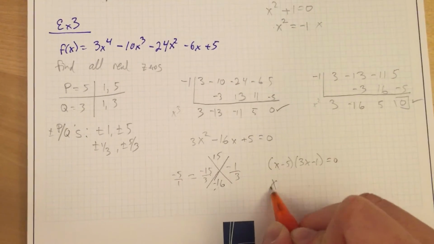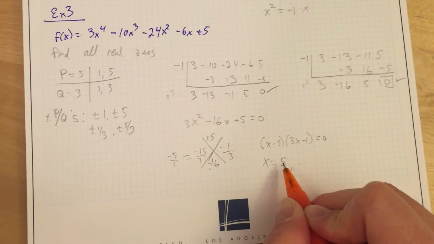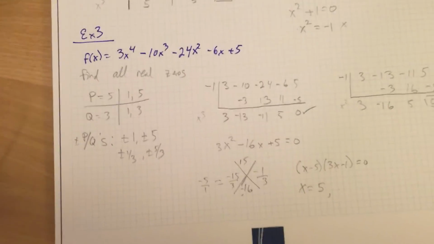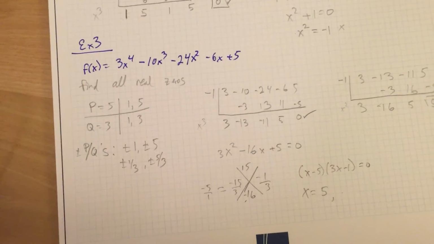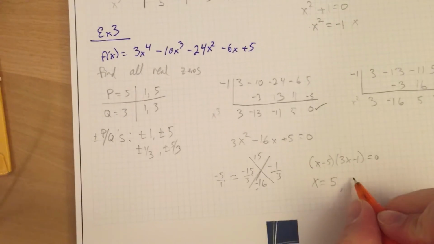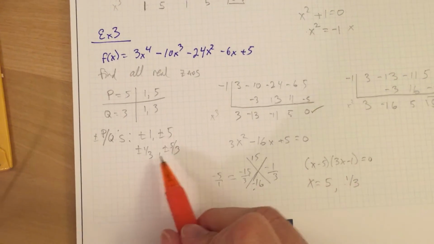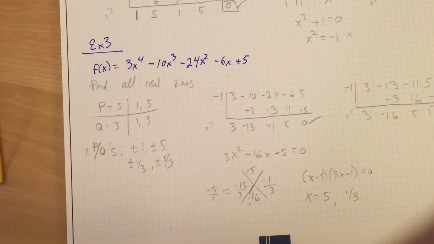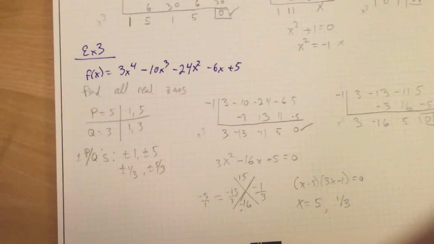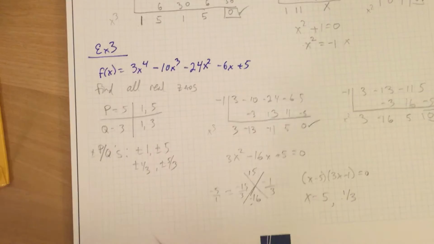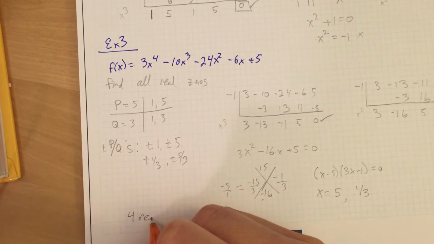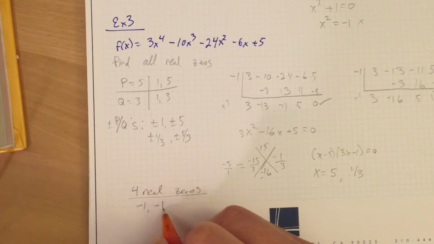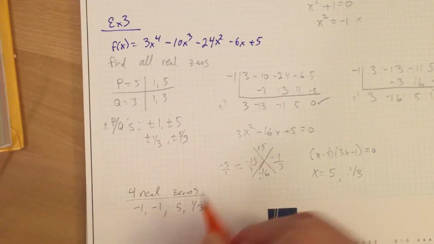So if I set that binomial equal to 0, I get x is equal to 5. Notice that 5 is on our list of possible P's and Q's. If it was not on our list of possible P's and Q's, we did something wrong. Okay, and then if I set this one equal to it, I get a positive 1/3. Again, notice positive 1/3 was also on our rational list of zeros, right? So how many zeros do I actually have? I have 4. So I have 4 real zeros. What are they? Negative 1, negative 1, 5, and 1/3.